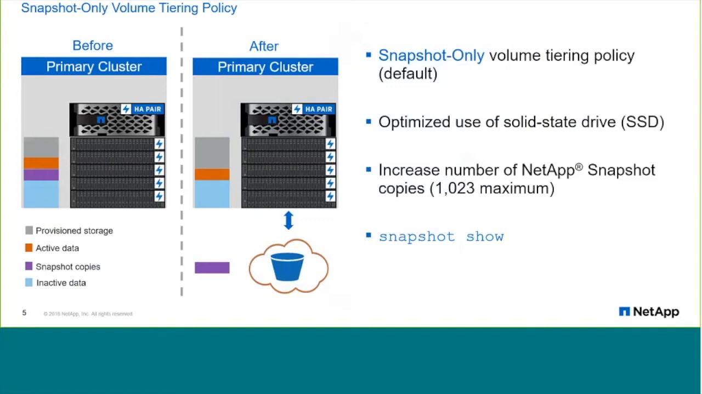Now with increasing the number of snapshots NetApp supports, we've got 1,023. So previously we had 256 snapshots per volume. That's now 4 times what it once was, right?